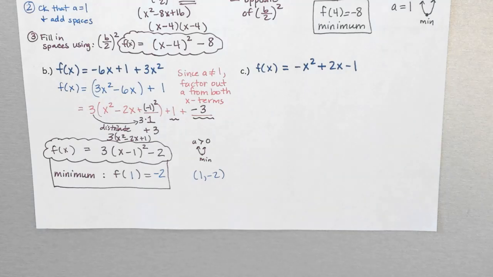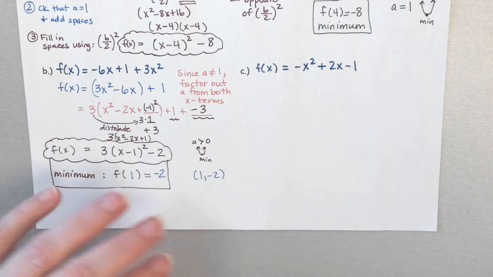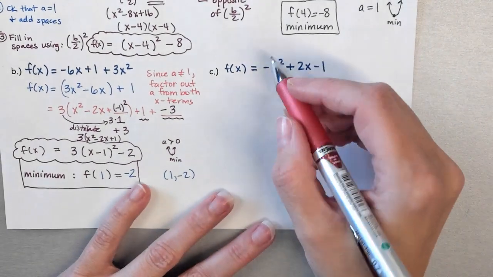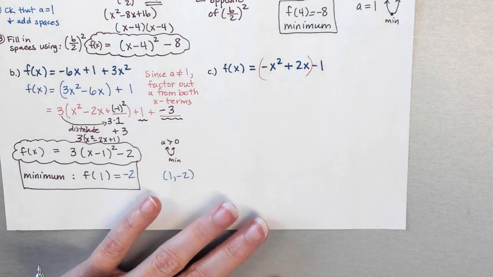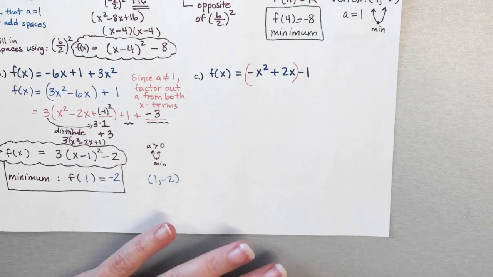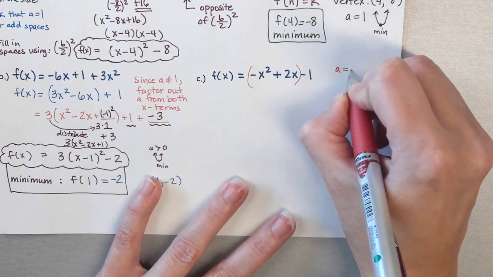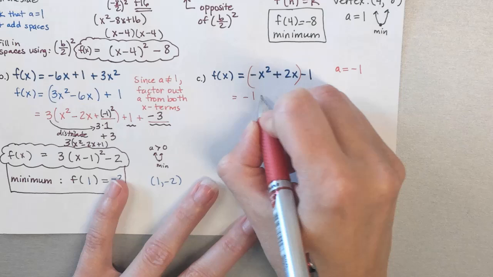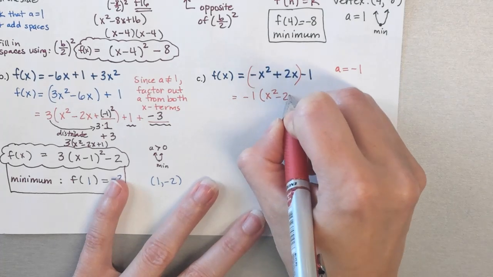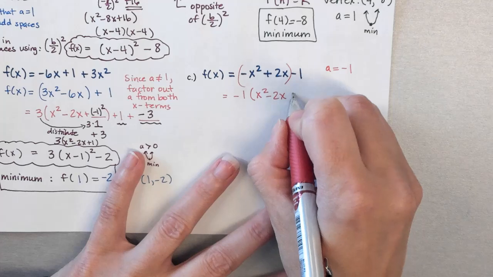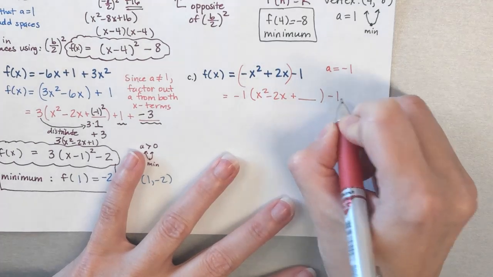And then once you group those first 2 terms together, you should be asking yourself, is your A value 1? And if your A value is not 1, then we're going to be factoring it out. Okay, so because the a value is not 1, your a value is -1, you are going to factor out a -1, which is x squared minus 2x, and then you can put your blank spaces in there.